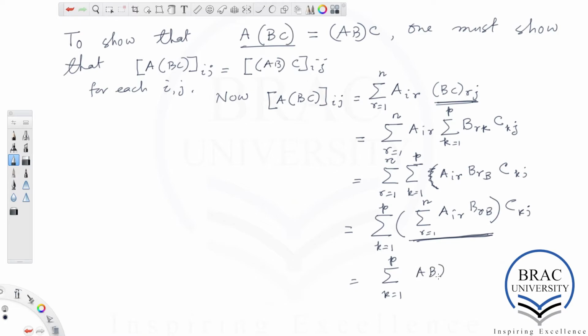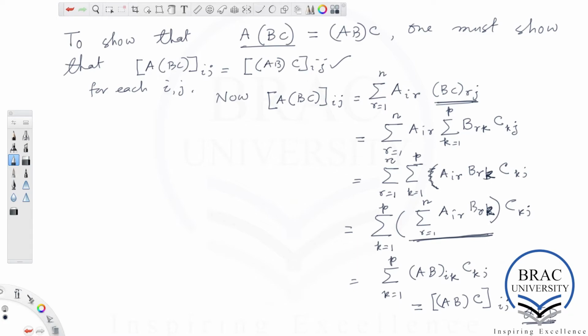A B, the AB sub. So what did I do? b sub r k. This has to be k. Okay. So this is going to be AB sub i k. Okay. And then I have c_kj. So now k runs from 1 to p, so that the resulting entry is going to be AB times C sub ij. This is actually the right hand side here. QED. So indeed, matrix multiplication is associative.